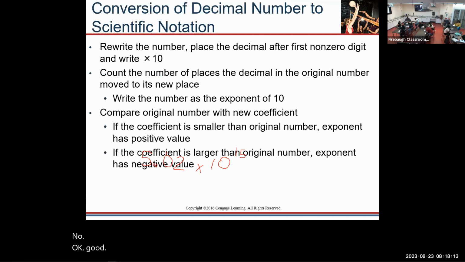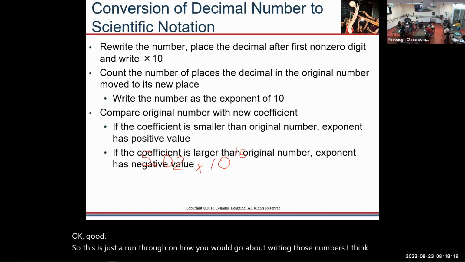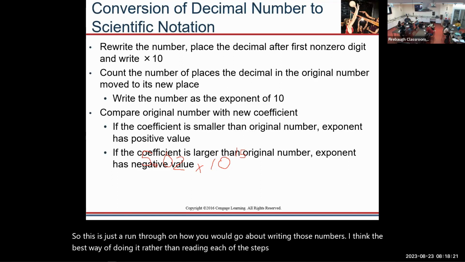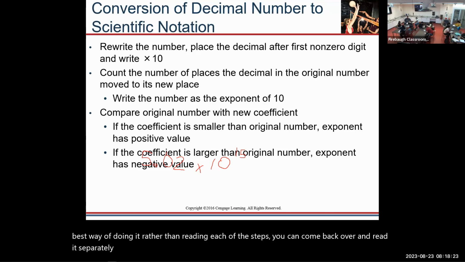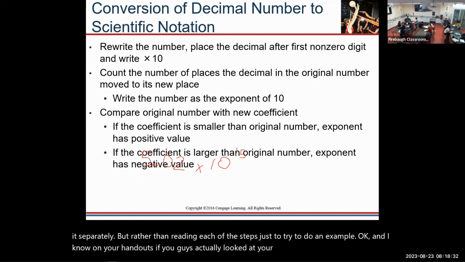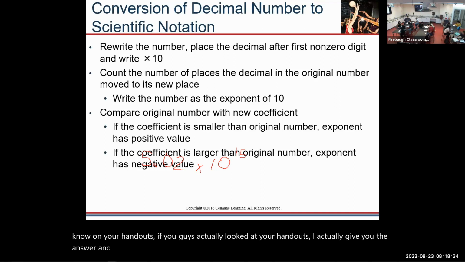Okay, so this is just a run through on how you would go about writing those numbers. I think the best way of doing it, rather than reading each of the steps, which you can come back over and read separately, is to try to do an example. And I know on your handouts, I actually give you the answer and everything like that, but try it without looking at the answers initially, and then go back and look at the answers, okay?